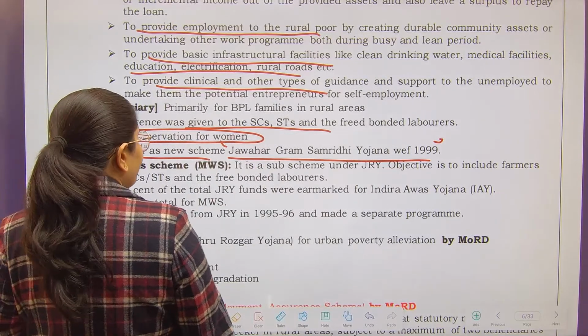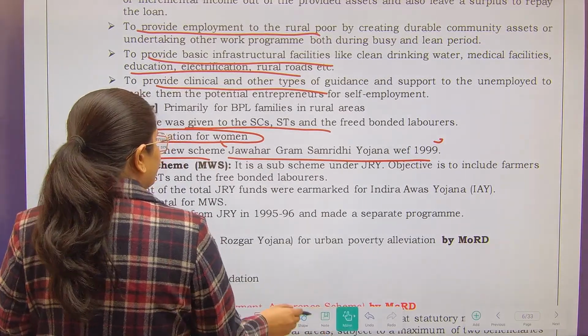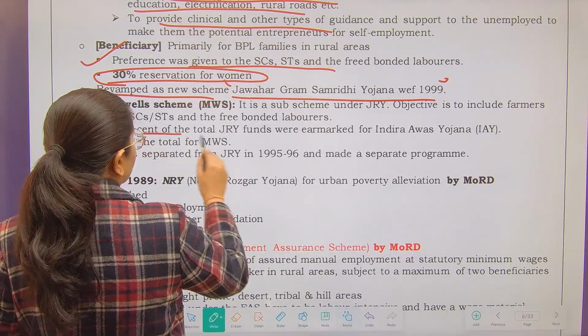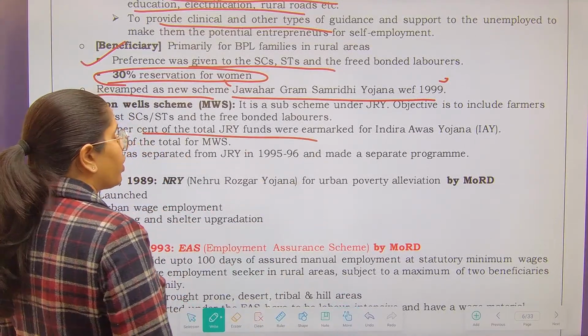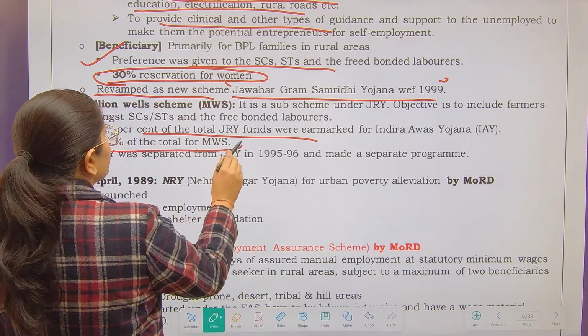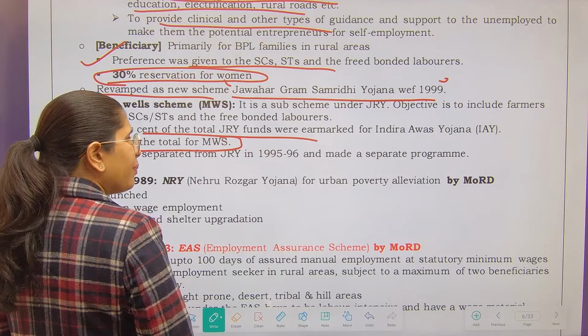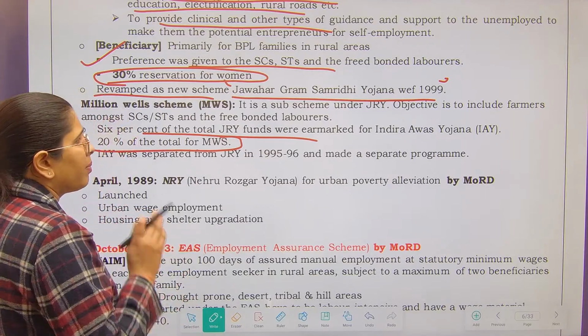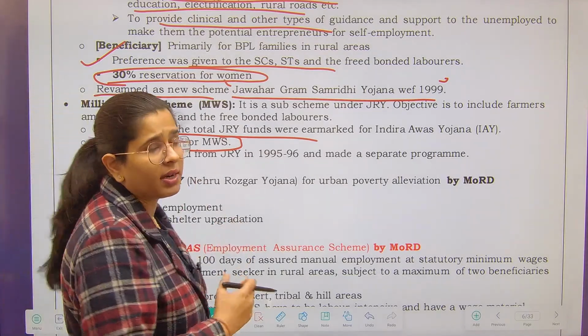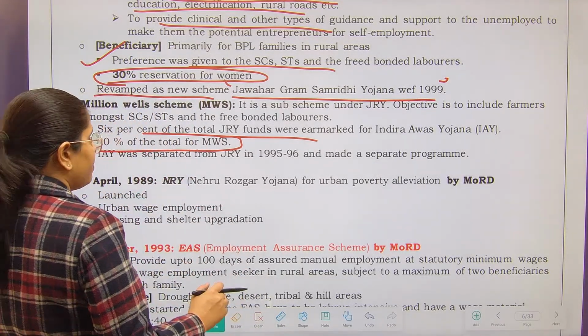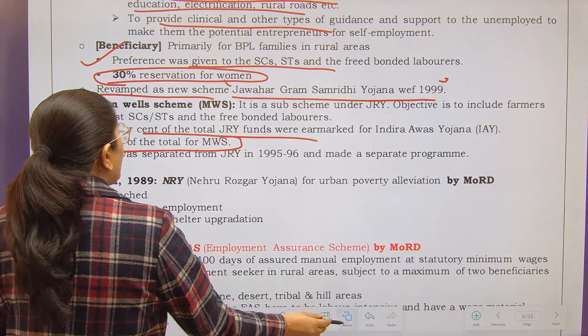Next is the Million Well Scheme. Again a sub-scheme under Jawahar Rojgar Yojna. 6% of the total Jawahar Rojgar funds were earmarked for Indira Awas Yojna, and 20% of the total for the Million Wells Scheme. Now, not that important, but what you just have to remember is that it was a sub-scheme under the Jawahar Rojgar Yojna. The intention behind this scheme, you already know about it.